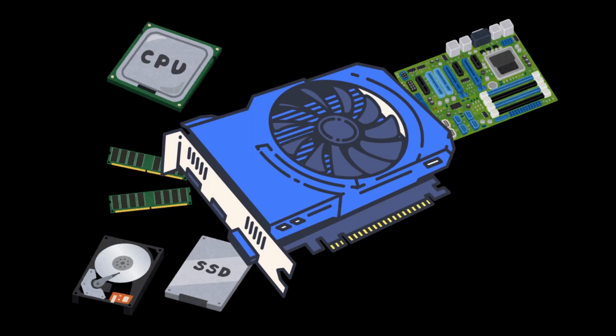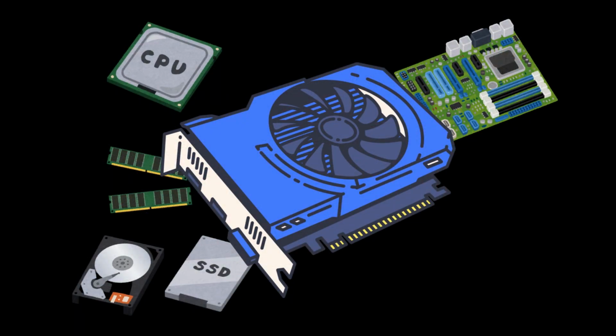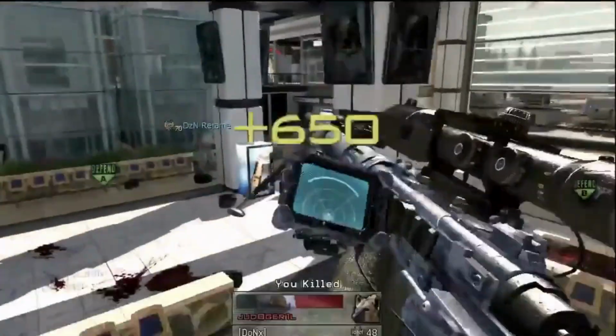Next is the GPU, Graphics Processing Unit, which is responsible for processing graphics and visuals, including rendering images, videos, and animations. The GPU is important for graphic design applications, gaming, and video processing.